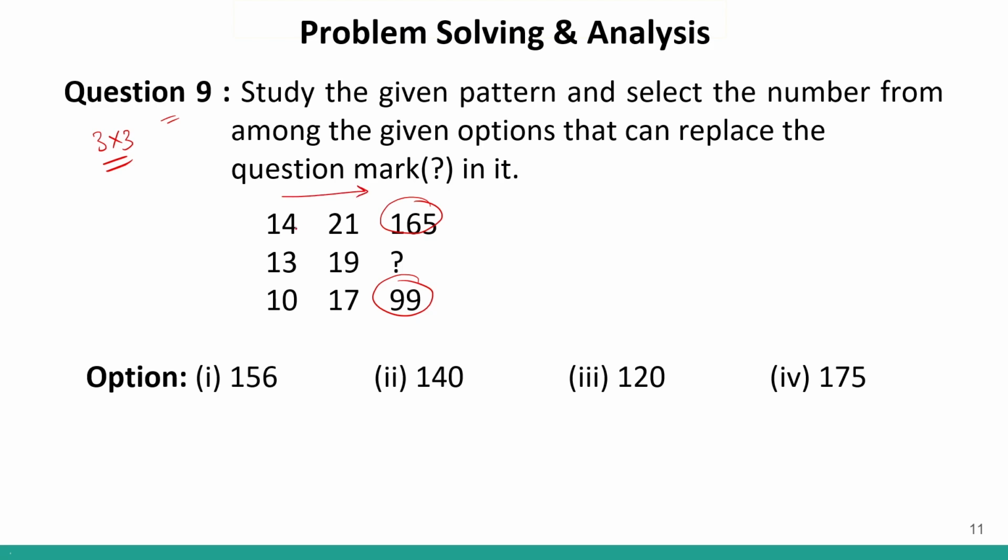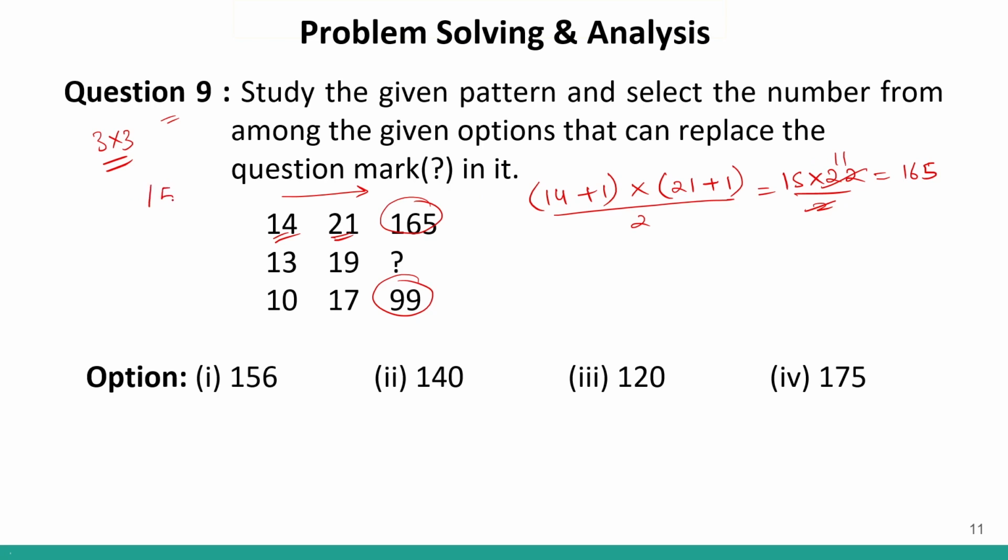So probably the operations are being done on 14 and 21 to get 165. Now, if I add 14 and 1 and multiply it by 21 plus 1 and then divide it by 2, how much will I get? So this will be 15 into 22 by 2. This will be 11. And 15 into 11 is 165. Correct? There's a shortcut when it comes to multiplication by 11.